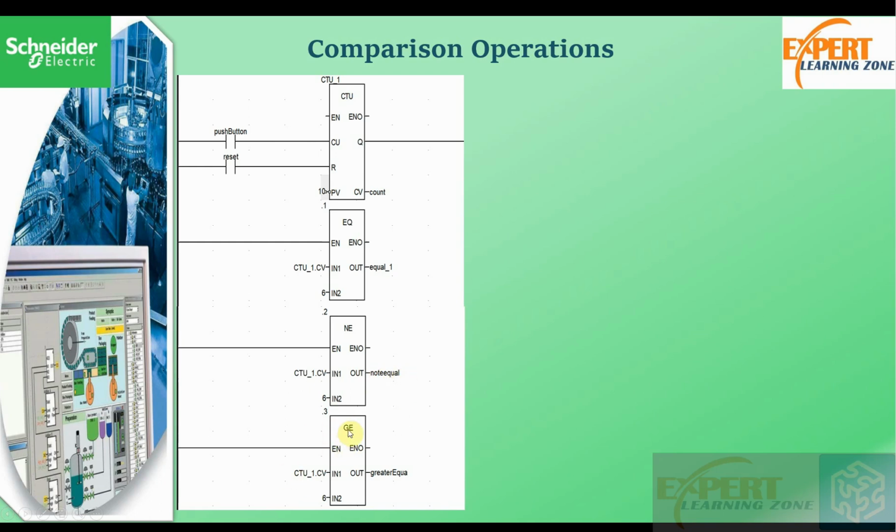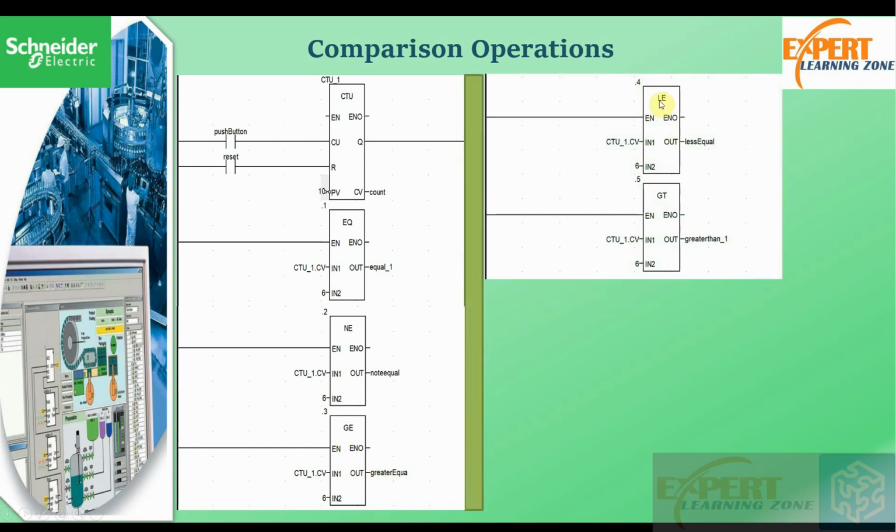Then for the greater than or equal to, we use GE. In this case, when the current counter value is greater than or equal to 6, then the greater than or equal to parameter will be set to logic 1, otherwise it is set to false.